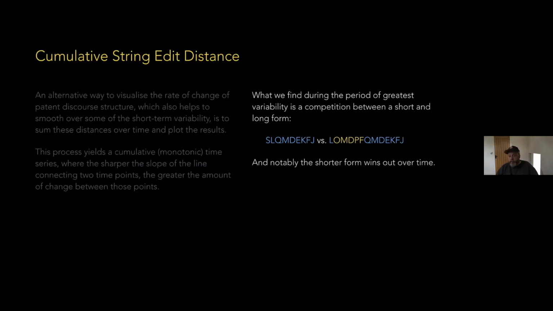Right, so that's what we find. We find that this is what's happening. We have this competition between these two specific forms, which are very, very similar, okay? The big difference here is that the second form is longer and has this additional chunk, this OM-DPF inside of it, which notably, much of that is repeated later on. So the M and the D and the F all occur after as well. So it's a bit repetitive, and you can see that the shorter form wins out over time.